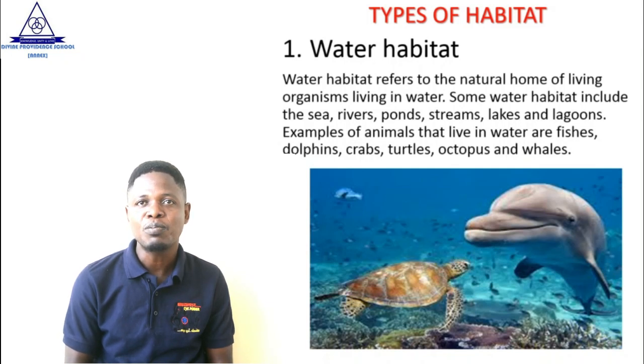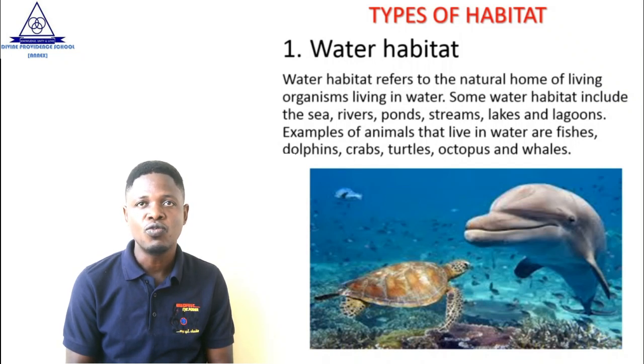Now let's look at examples of animals that live in water. We have fishes, dolphins, crabs, turtles, octopus, and whales. These are some of the animals that live in water. Are you okay with the lesson?